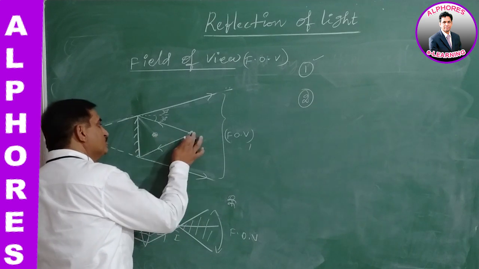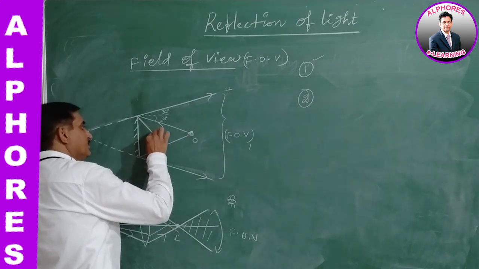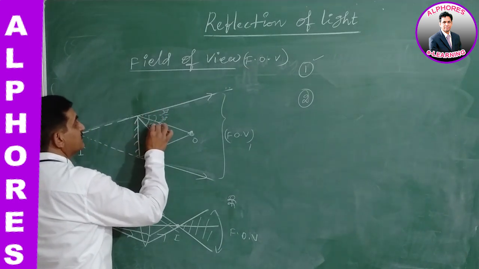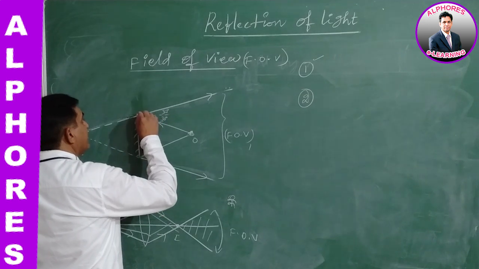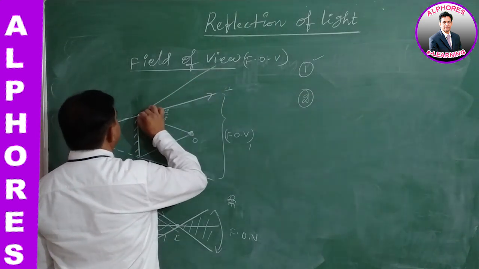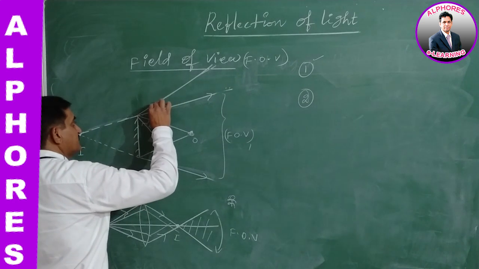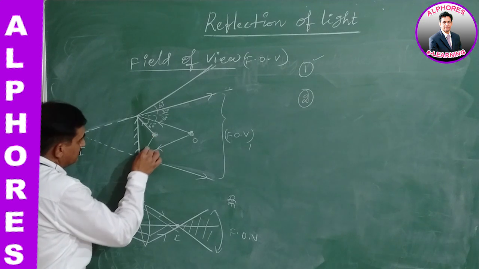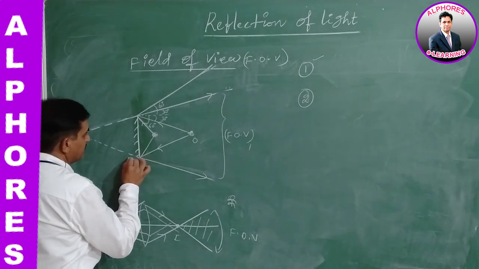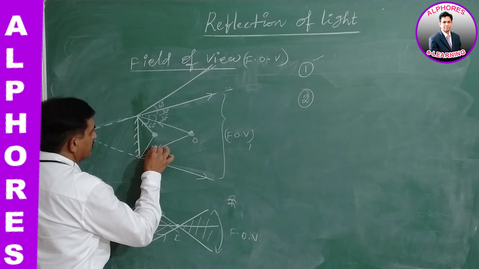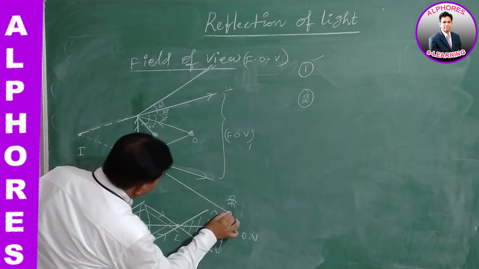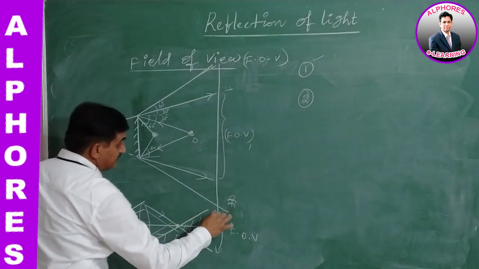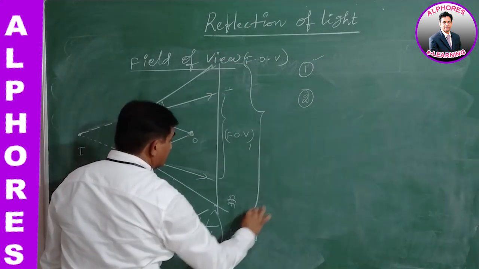Suppose the object is kept closer, then the extreme light ray now makes an angle of incidence of 60 degrees with the normal, and the corresponding angle of reflection will also be 60 degrees. Similarly here, 60 degrees with the normal, and it undergoes reflection. See here, this boundary line is extended from here to here. The field of view is increased.